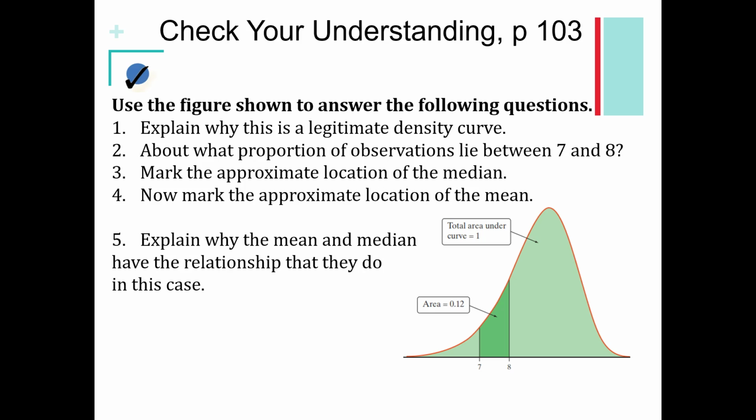Explain why the mean and median have the relationship that they do in this case. I would say the mean is to the left of the median because this density curve has a left skew, and the mean is not resistant to that skew, so it is going to be pulled in the direction of the tail, whereas the median is resistant to skew, so it will maintain kind of that equal areas point more in the center of the data, more under that big hump.